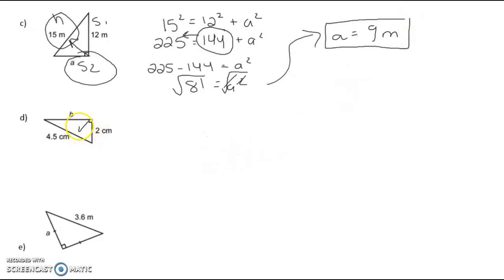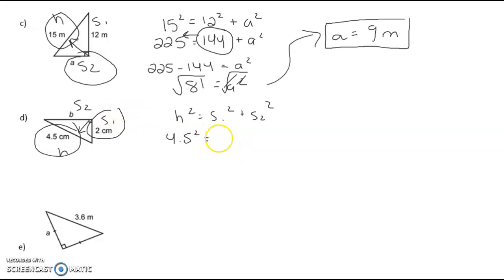Next one, label your sides. Hypotenuse, side 1, side 2. Hypotenuse squared equals side 1 squared plus side 2 squared. Fill in what you know. Hypotenuse, 4.5, so it's 4.5 squared. Side 1 is 2, so 2 squared. Plus, side 2 is b, so b squared. Okay, in your calculator, 4.5 squared gives us 20.25 equals 2 squared is 4. And then we have plus b squared.